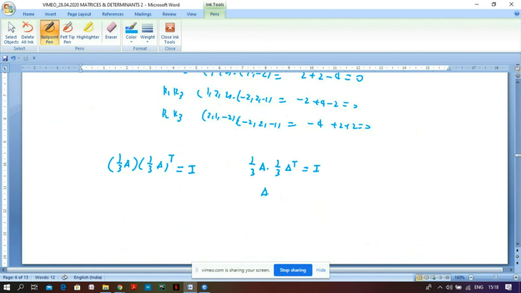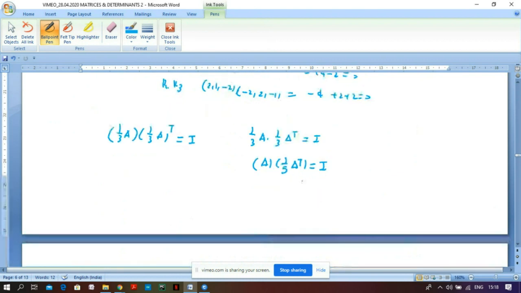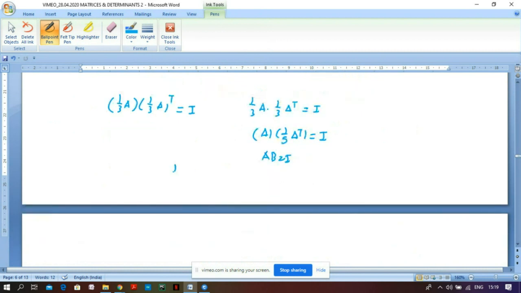And so we can write A times 1/9 times A transpose equal to I. That clearly tells you that you have got something like AB equal to I. It does not matter whether AB equal to I or BA equal to I, both are equivalent. And so we will say that 1/9 A transpose is the inverse of the matrix A. So A inverse will be 1/9 A transpose.